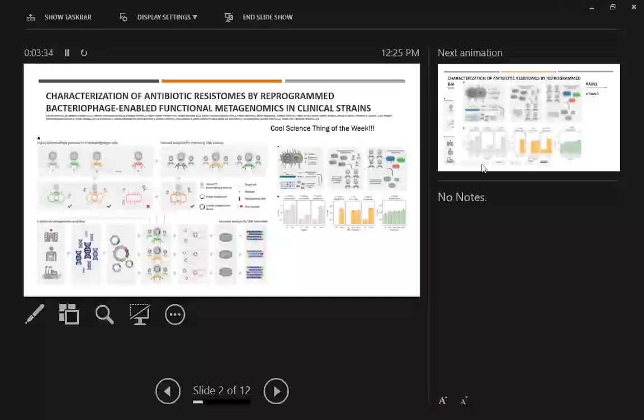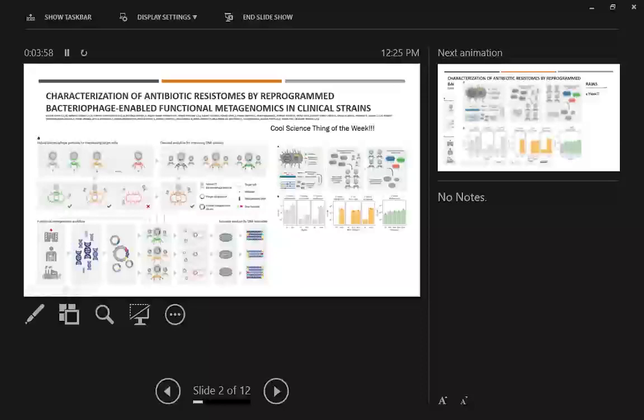So what they did is they said, hey, we've got some samples from clinical settings. They took clinical settings, soil, and some other ones. They grabbed a whole bunch of genomes, saying, hey, these genes are antibiotic resistance genes. We're going to plug them into these phages, and we're going to use these phages to infect other types of bacteria.